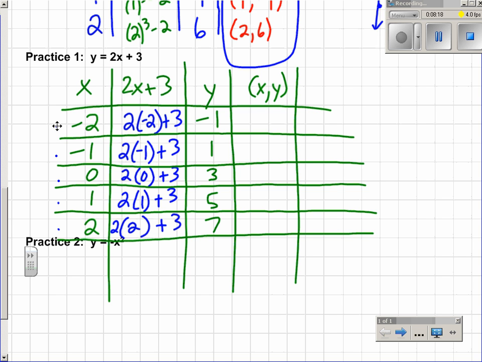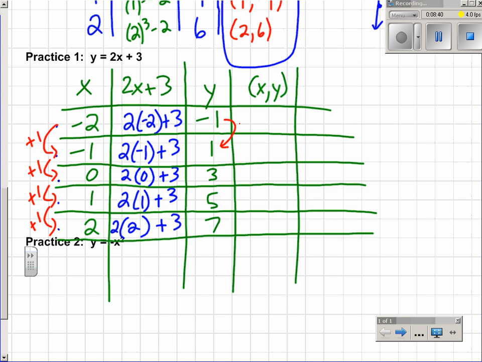So if you look, we can tell whether this is going to be linear or not just by whether the x's and the y's are going up the same. So the x's are all going up by 1. So from negative 2 to negative 1 is plus 1. From negative 1 to 0 is plus 1. From 0 to 1 is plus 1. From 1 to 2 is plus 1. So those are all going up plus 1.